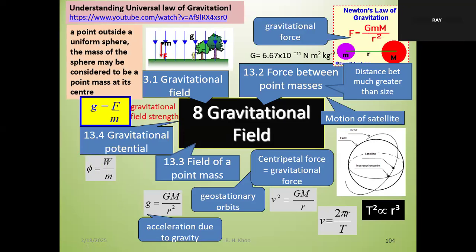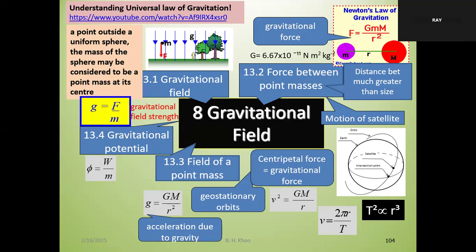Right, we'll be doing some examples, since I don't think you have the time to do the example. Essentially, a review of what we have gone through. For a point outside a uniform sphere, the mass of the sphere may be considered to be a point mass at the center. Right? If it's a uniform sphere, we consider the mass to be concentrated at the center. So any body or object has a field around it.